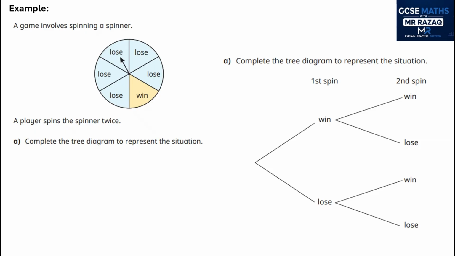Let's look at another example. A game involves spinning a spinner. A player spins the spinner twice. Complete the tree diagram to represent the situation. You can see that we are spinning this spinner twice. The probability of winning is 1 out of 6. The probability of losing is 5 out of 6. The second time we do it, the probability will not change because the second spin has no effect on the first spin. They are independent from each other. So this would be 1 over 6, and the probability of losing is still 5 over 6. And the same thing over here, 1 out of 6 and 5 out of 6.